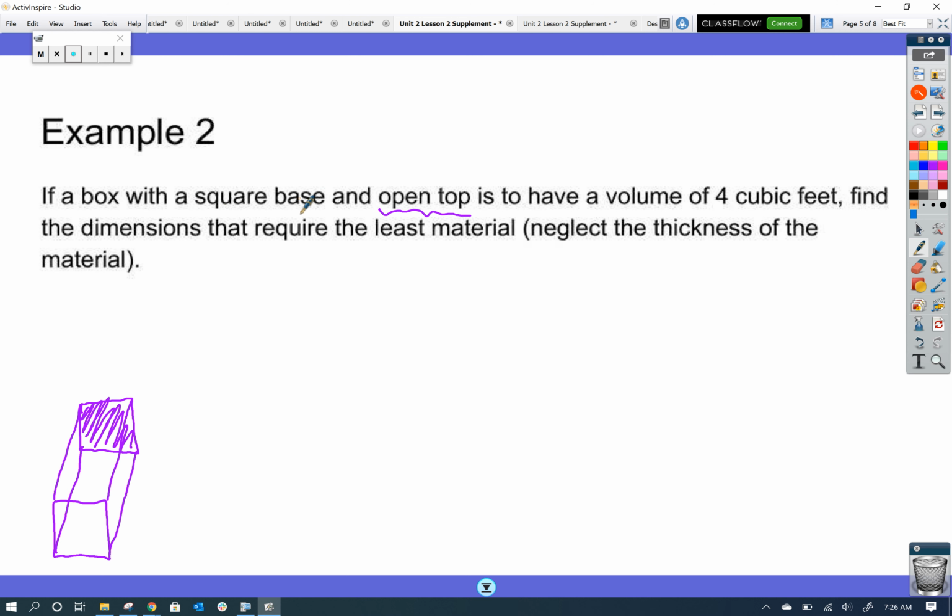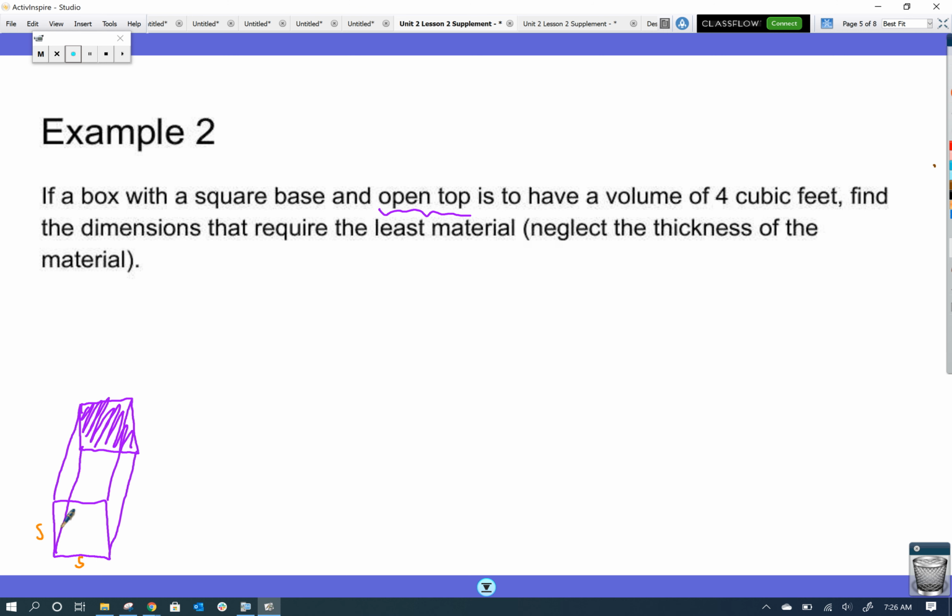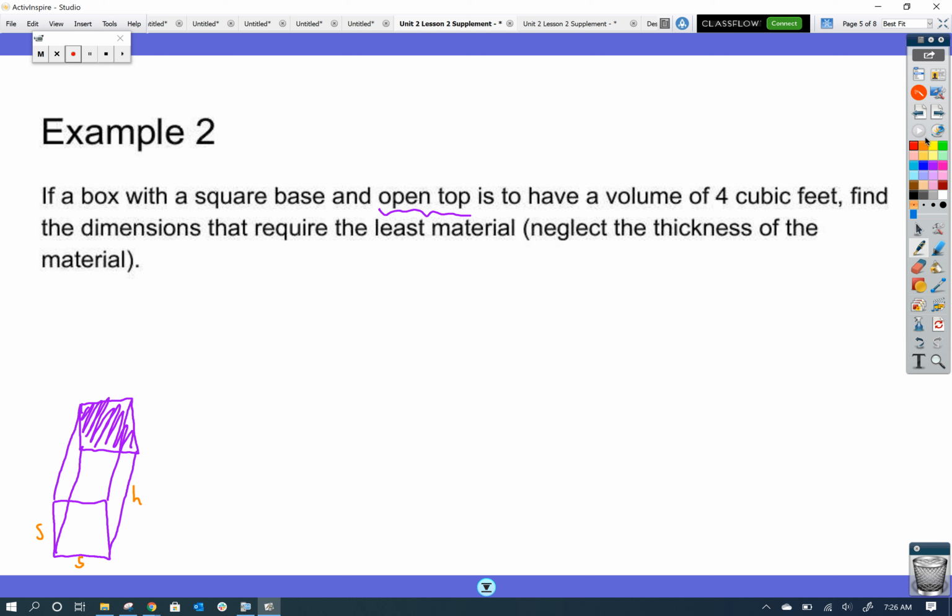Because we have a square base, I can label this s, and s because they're the same. So for squares, usually we say side squared. Okay, so we have s and we have the height. Let's look at what some equations would be.